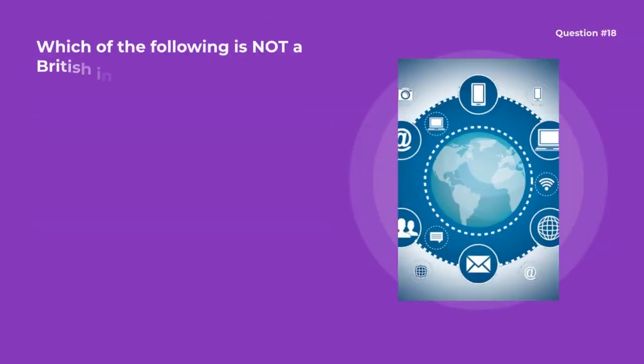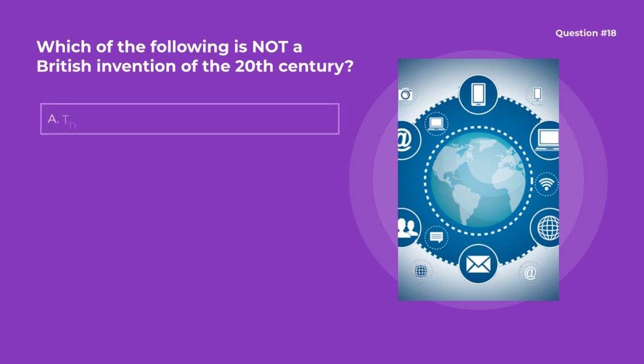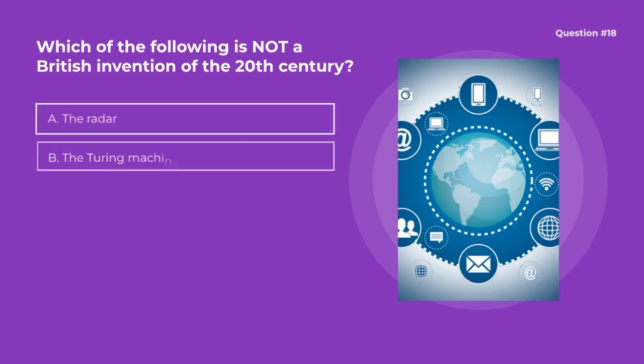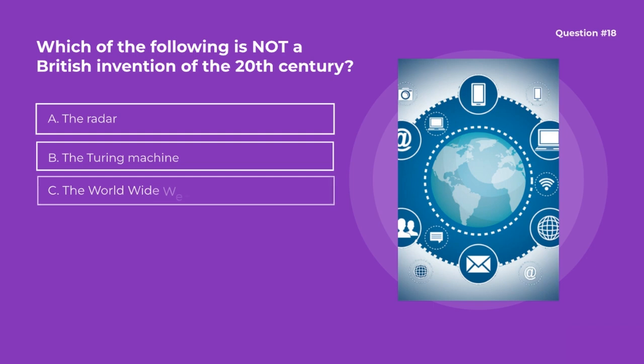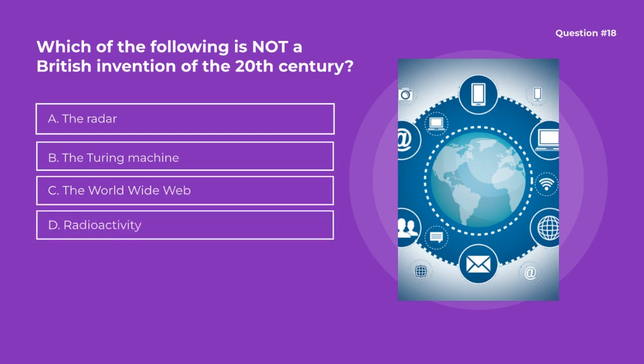Question number 18. Which of the following is not a British invention of the 20th century? Options are A. the radar, B. the Turing machine, C. the World Wide Web, D. radioactivity. Correct option is D. radioactivity. It was discovered by French scientist Henri Becquerel.